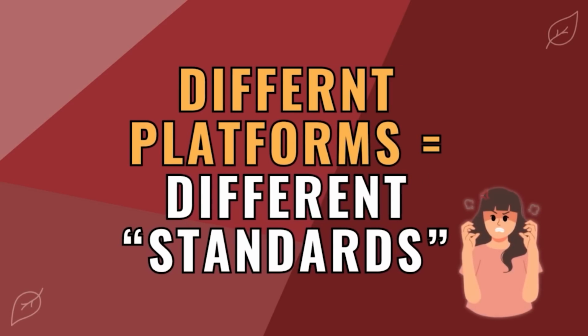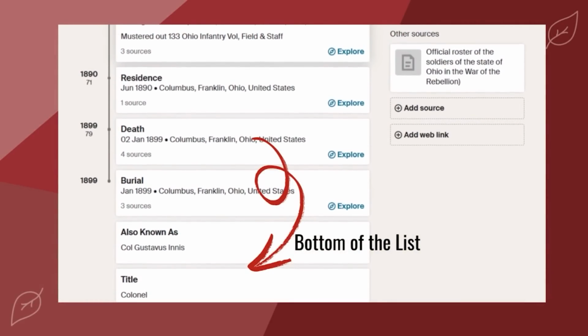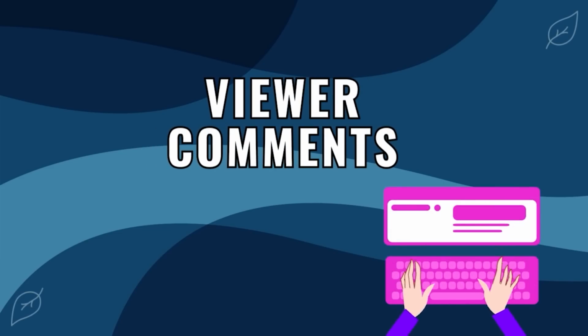The issue here is that different genealogy software and online platforms handle titles inconsistently. Some have a title field, but they hide it and bury it somewhere in the facts section. Others force people to find workarounds, which only makes things messier when we try to sync trees across platforms. Now, let's dive into what y'all had to say about this topic, because there were a lot of opinions.